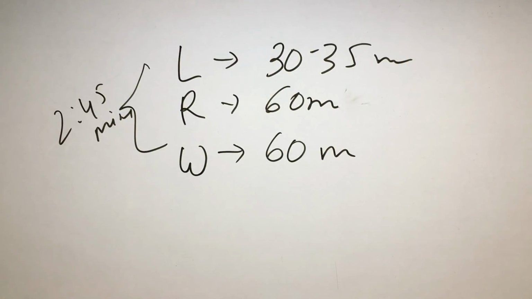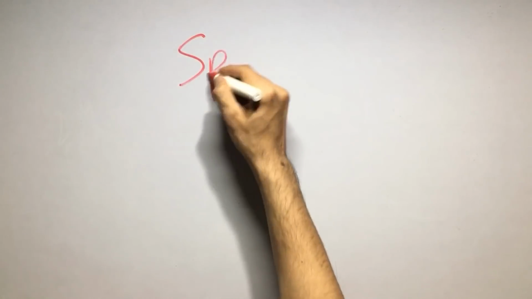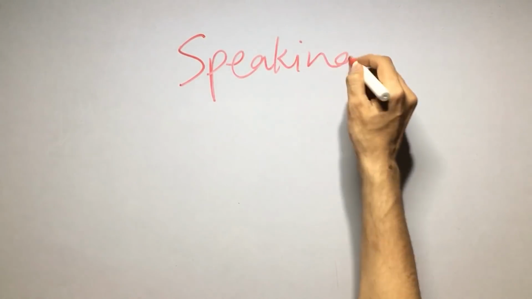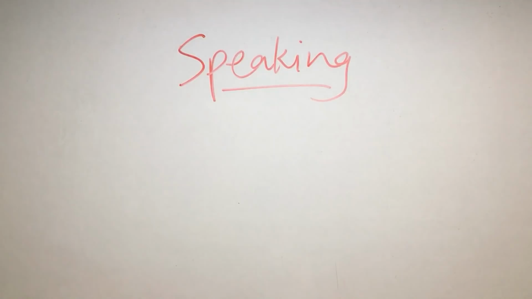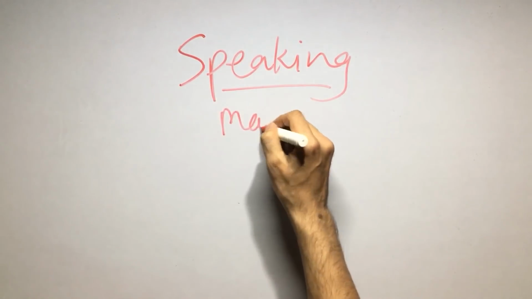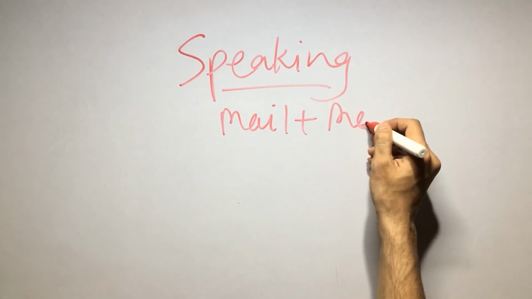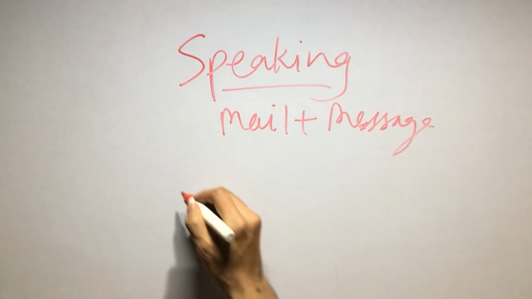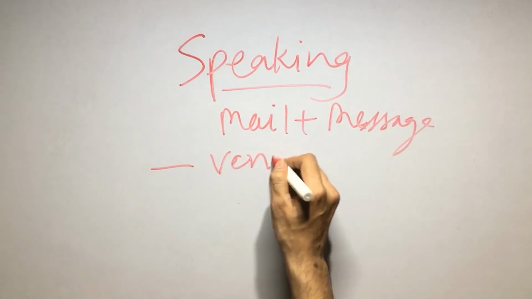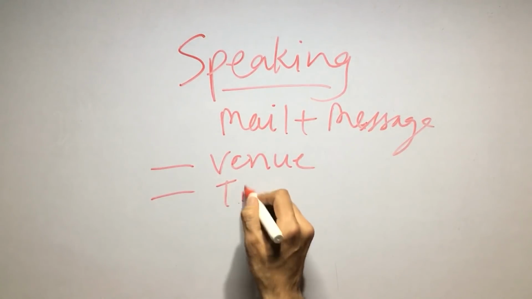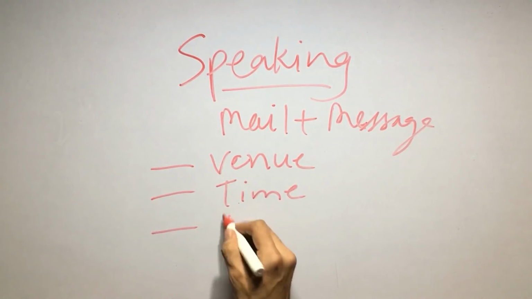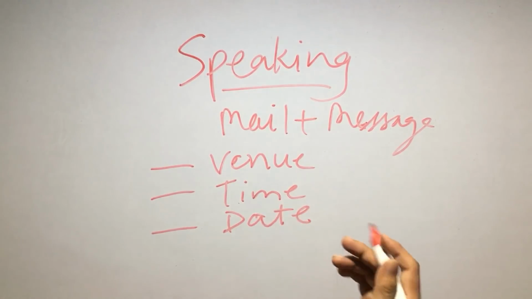Now let's jump to the other part, that is speaking. That means on another day we have speaking. Let me talk about that. How speaking is organized is a little bit different from all of these three. Speaking is an informal kind of interview that they carry out. They will send you a mail, plus a message on your phone, not WhatsApp but a normal message, where they will give you information about the venue of the test, the time of the test when you have to be present, and the date of the test.